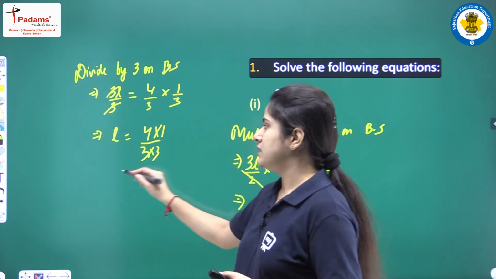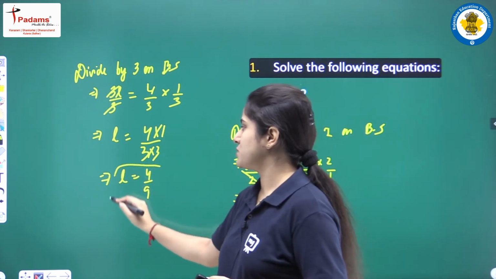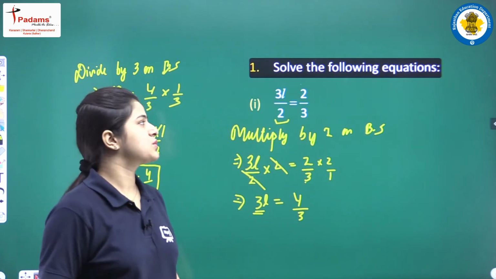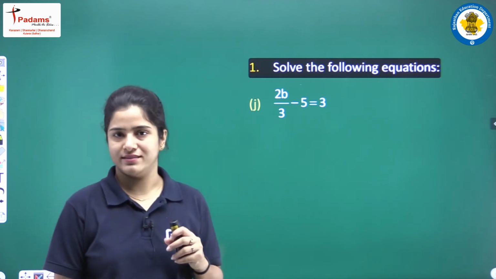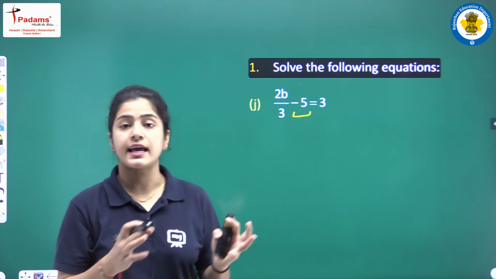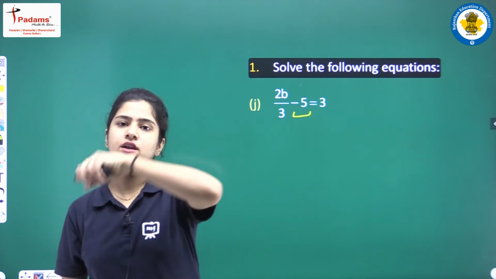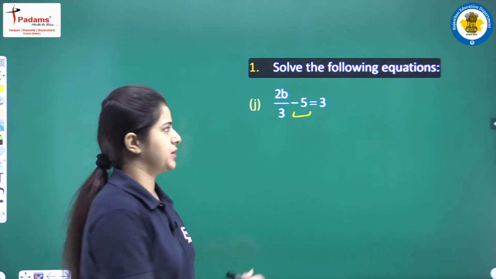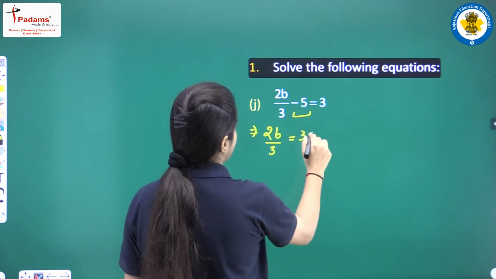Alright students. Now this L is equals to 4 upon 9. Okay students, 4 upon 9. This is the answer. Looking at another question students, part J, 2b upon 3 minus 5 is equals to 3. Okay students, now this minus 5 will be transposed to the right hand side and it will become plus 5. Okay students, so 2b upon 3 is equals to 3 plus 5.